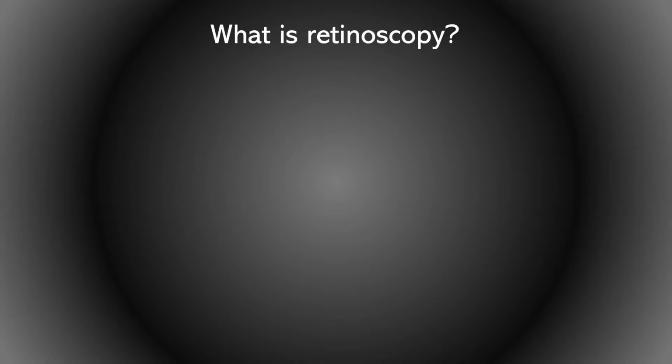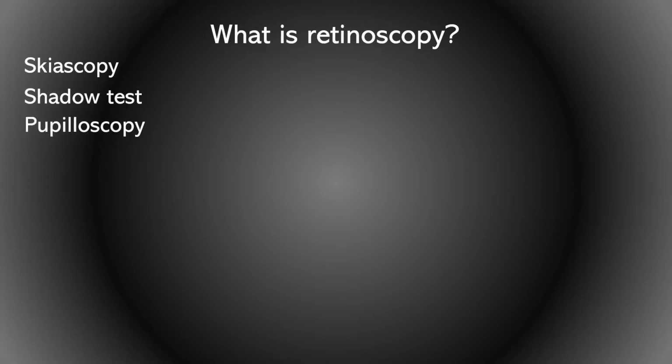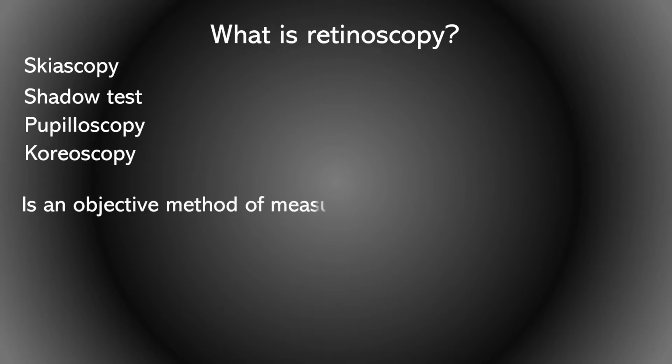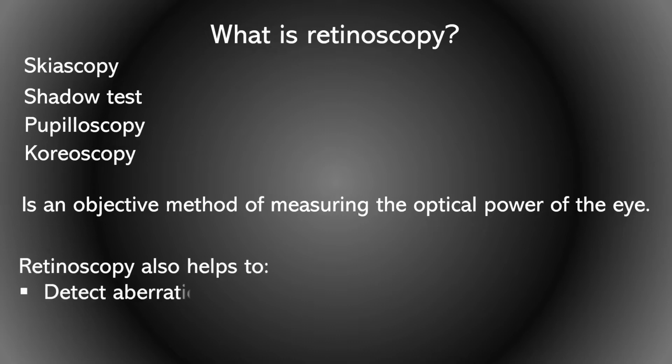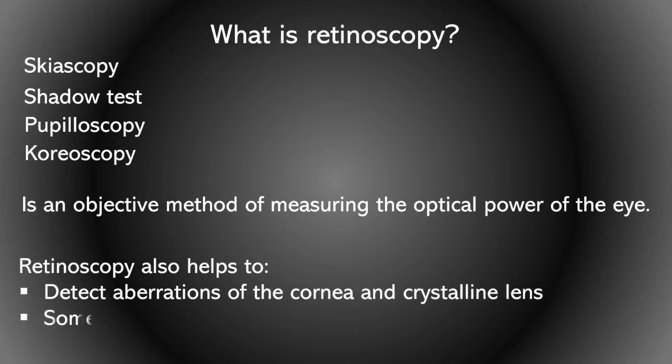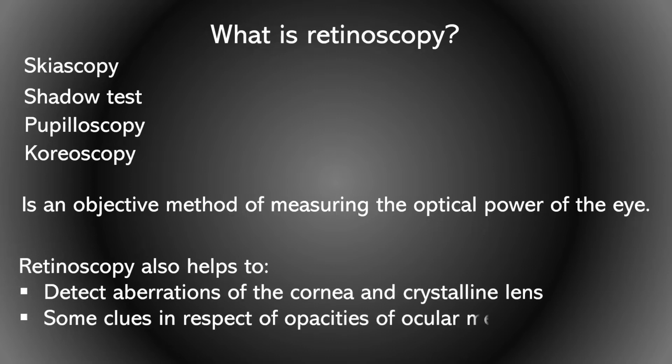what retinoscopy is. Retinoscopy, which is also known as skiascopy, shadow test, pupilloscopy, and chorioscopy, is an objective method of measuring the optical power of the eye. We describe retinoscopy as an objective method because results of the retinoscopy are not dependent upon the patient's response. In addition to the measurement of the refractive power of the eye, retinoscopy also helps to detect the aberrations of the cornea and crystalline lens. It also provides some clues in respect of opacities of ocular media.